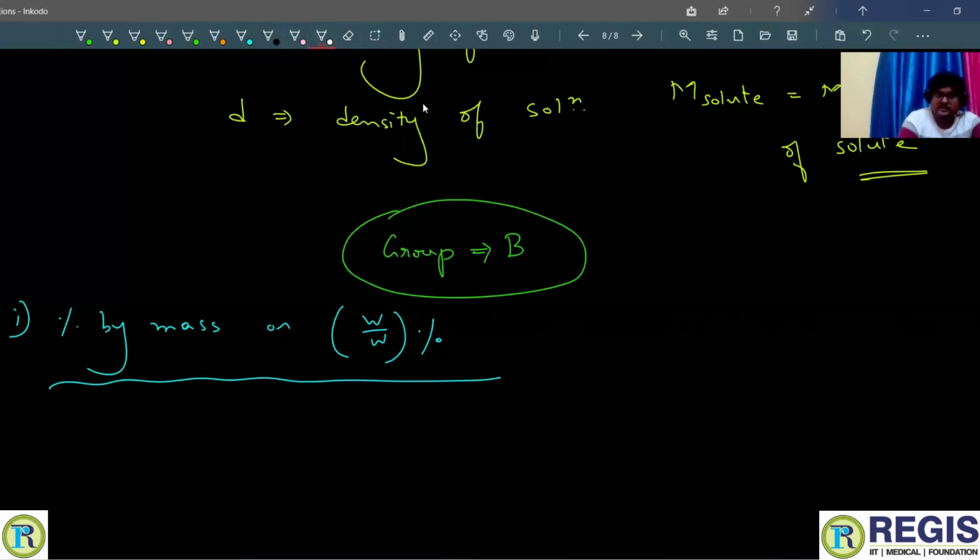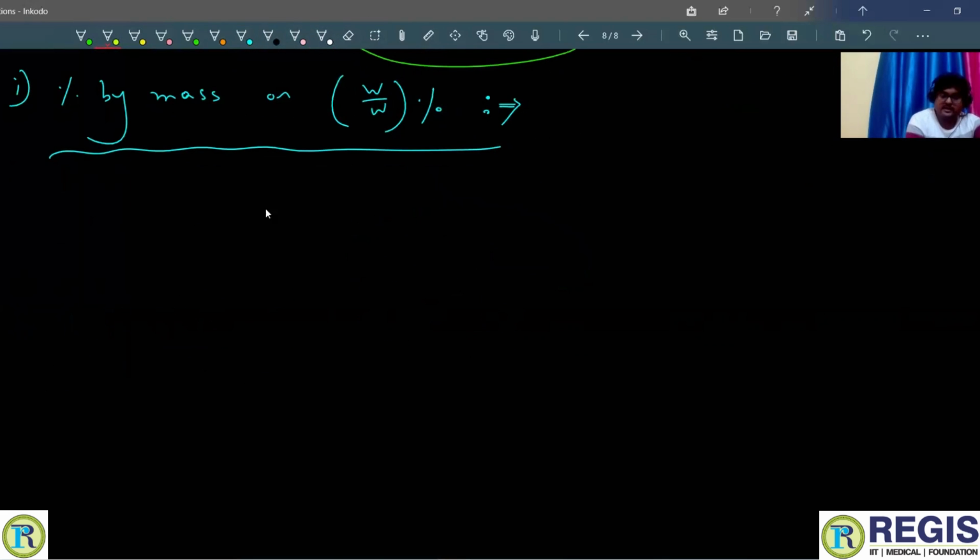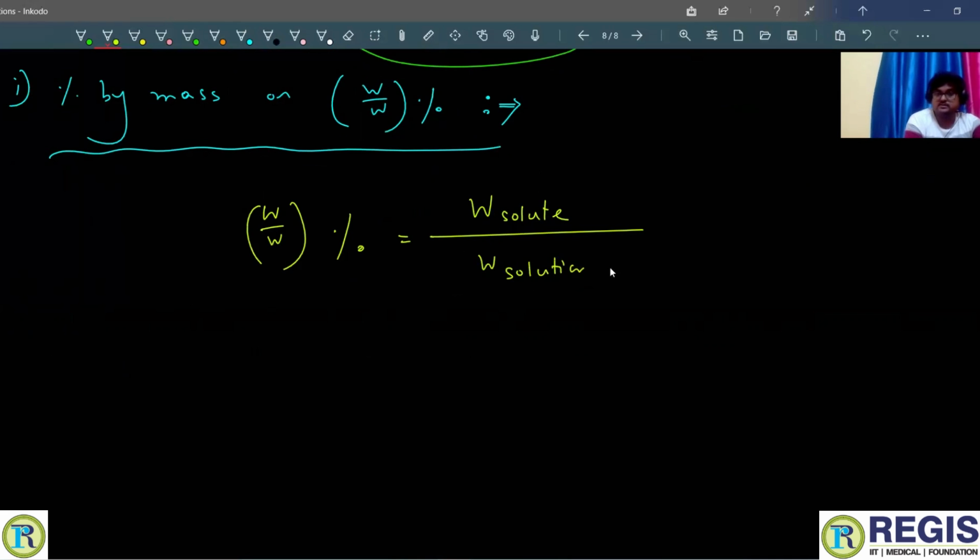Now, what is the meaning of weight by weight percent? We can write weight by weight percent, which represents, as I already told you, the upper one is always the weight of solute, and the lower one is always the solution, nothing else. So solute by solution. Is it clear?